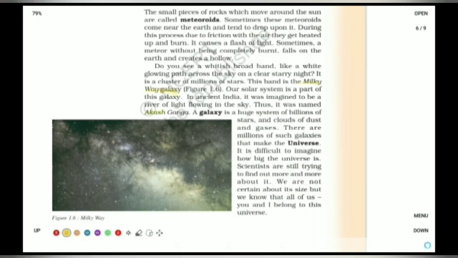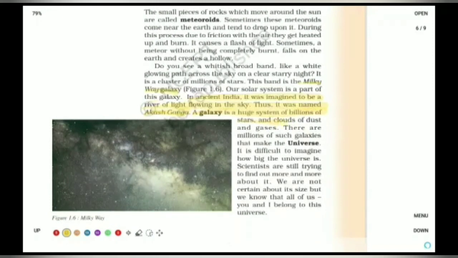In which galaxy do our Earth and our solar system come? Our whole solar system comes under the Milky Way galaxy. It is also called the Akash Ganga. Why? In ancient times, people used to think that it was a river of light flowing in the sky. Thus, it is named Akash Ganga.